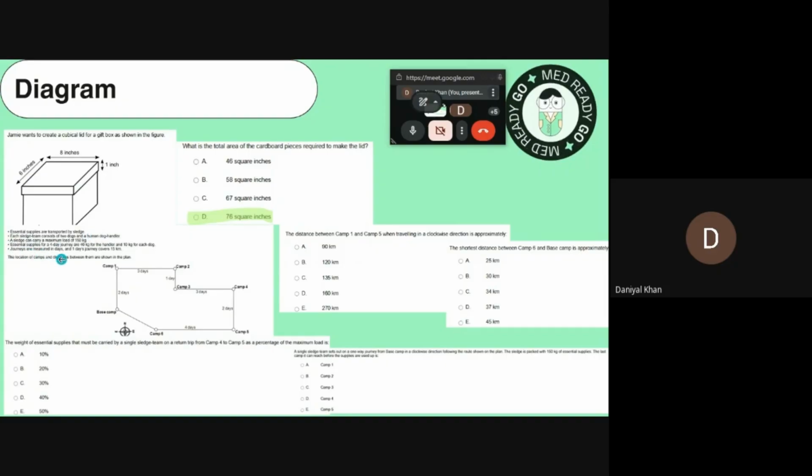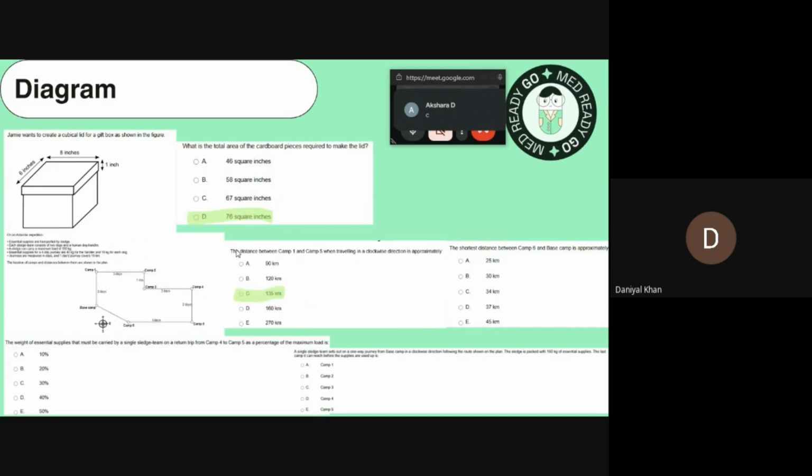Journeys are measured in days, and 1 day's journey covers 15 kilometers. You think the answer is C? Let me check. You are right, correct. Well done. Yep, that's correct.